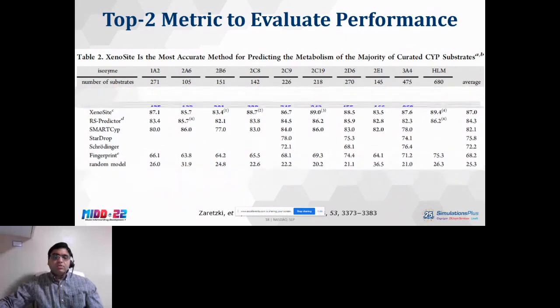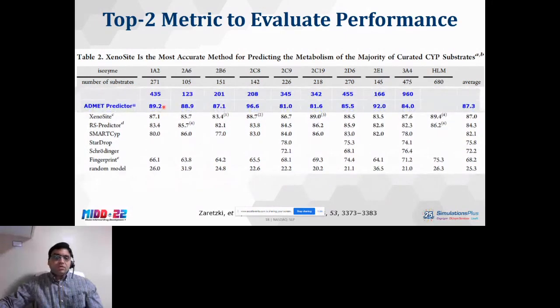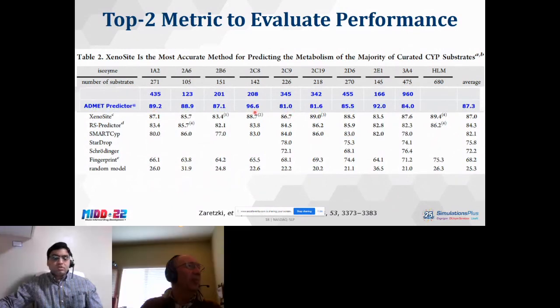This is just to show them head to head. We can see that in some cases neither model performs really well, but we have to keep in mind that the data set we used for ADMET Predictor is over 50% larger compared to the data set used in their model building exercise.